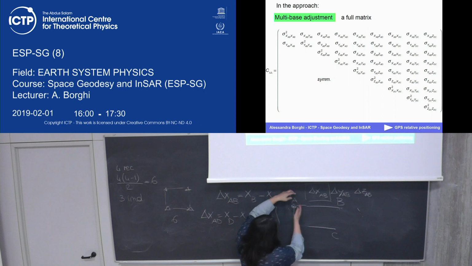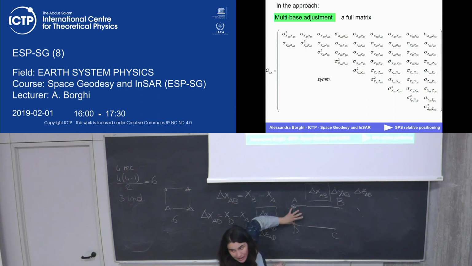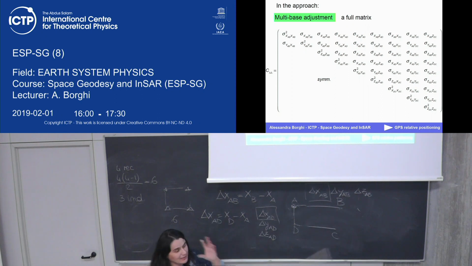They really use the same data, because to compute the double differences for this baseline, you probably use the same phase measure that we use to compute this one. So these are really correlated. We are using the same data. You understand?